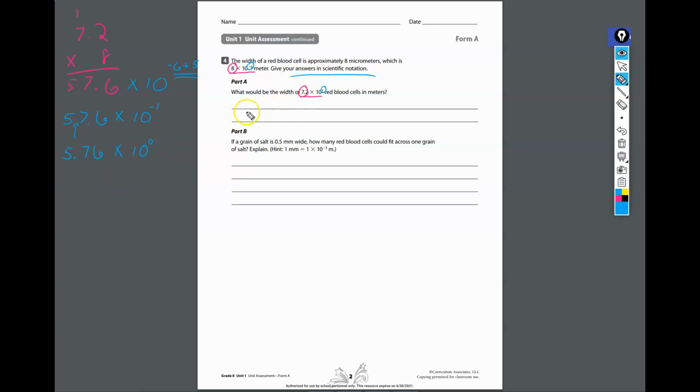They want it in scientific notation, so it would be 5.76 times 10 to the 0 power, which we really wouldn't leave like that, but the directions did say give your answer in scientific notation.